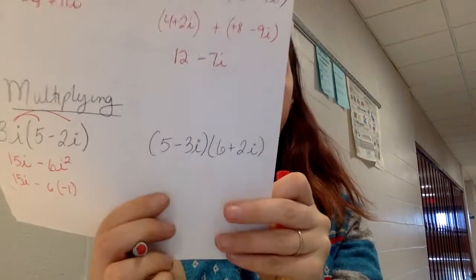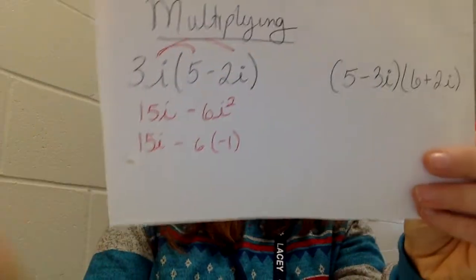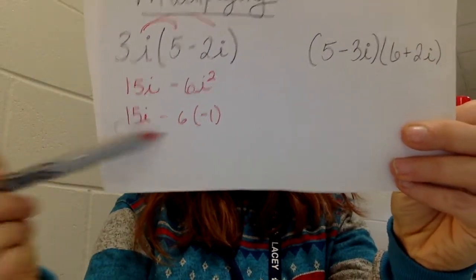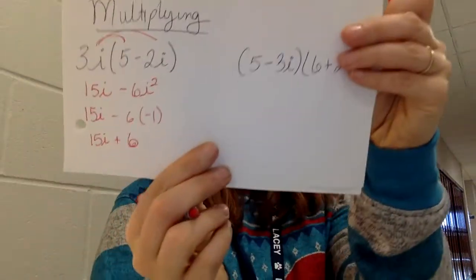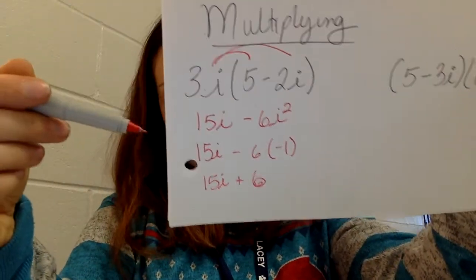And knowing our rules about i squared, we have to think about that. i squared, what's that? Oh yeah, i squared is -1. So now we have 15i minus 6 times, there it is, times -1. Do the math. -6 times -1 is +6. So you have 15i plus 6.